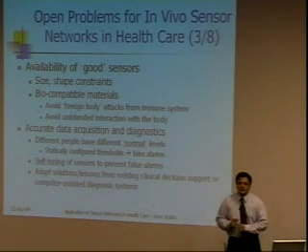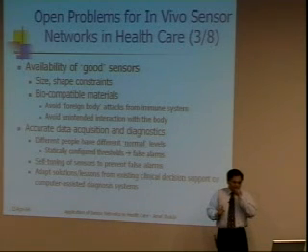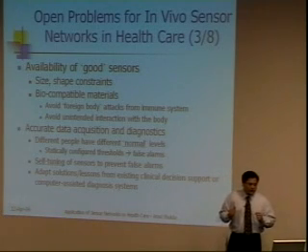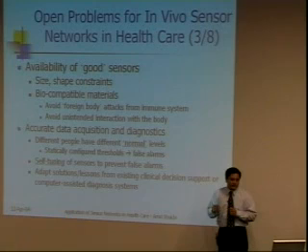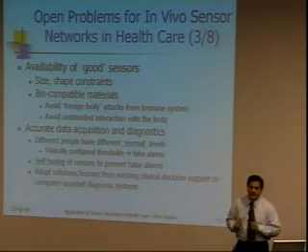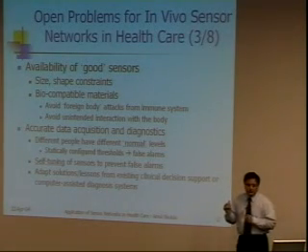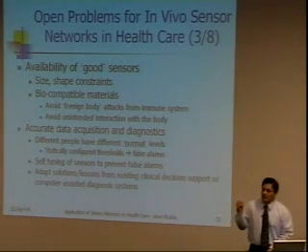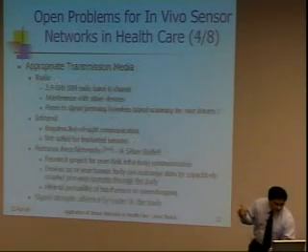An engineering problem is creating good sensors. Not only do the sensors have to be size and shape compatible, but they also need to be compatible with the body so as to prevent unintended interactions. A CS problem is accurate acquisition of data and diagnostics. Different people have different normal levels, so the sensor system really needs to adapt to the environment in which it is operating. But here we can borrow much of the lessons learned with existing clinical decision support systems.